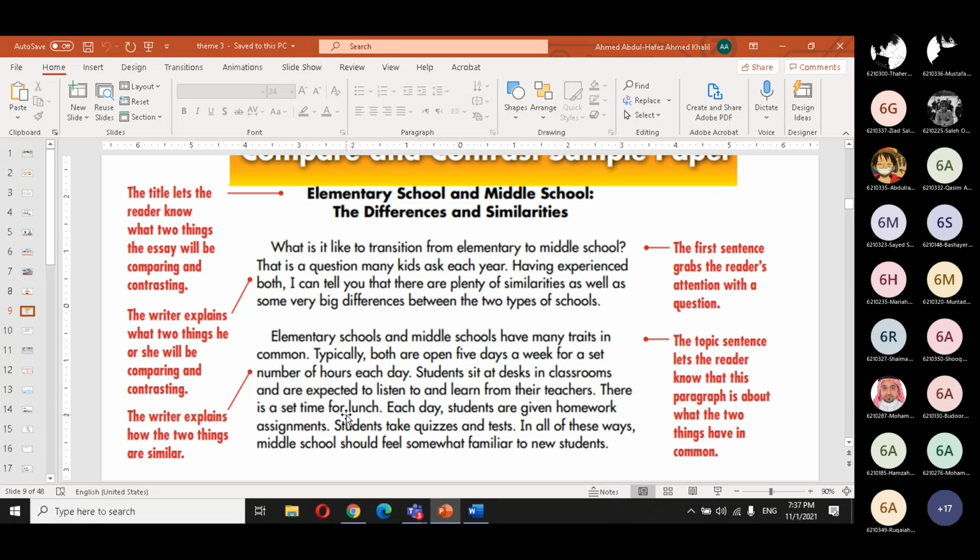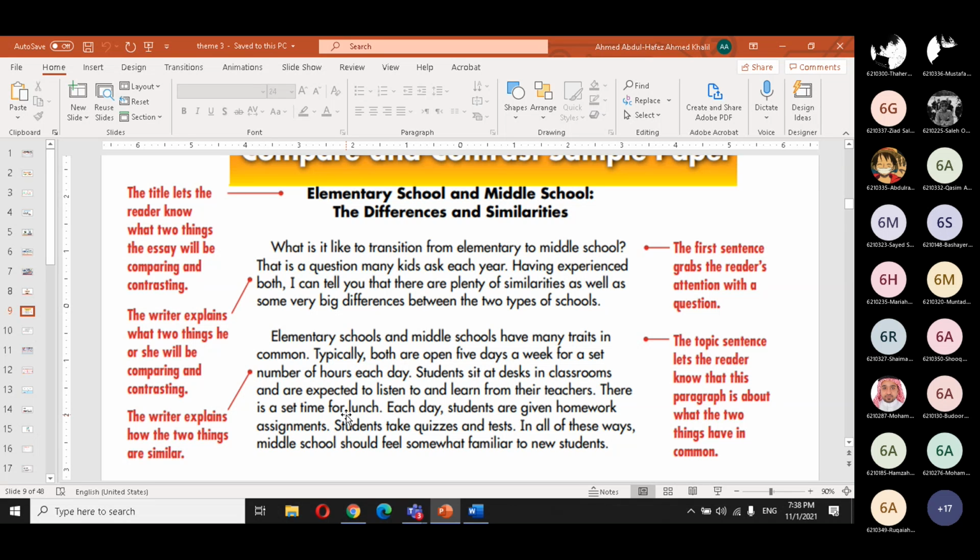In all of these ways, middle school should feel somewhat familiar to new students. Okay, middle school, if you moved from primary to intermediate, you are familiar.